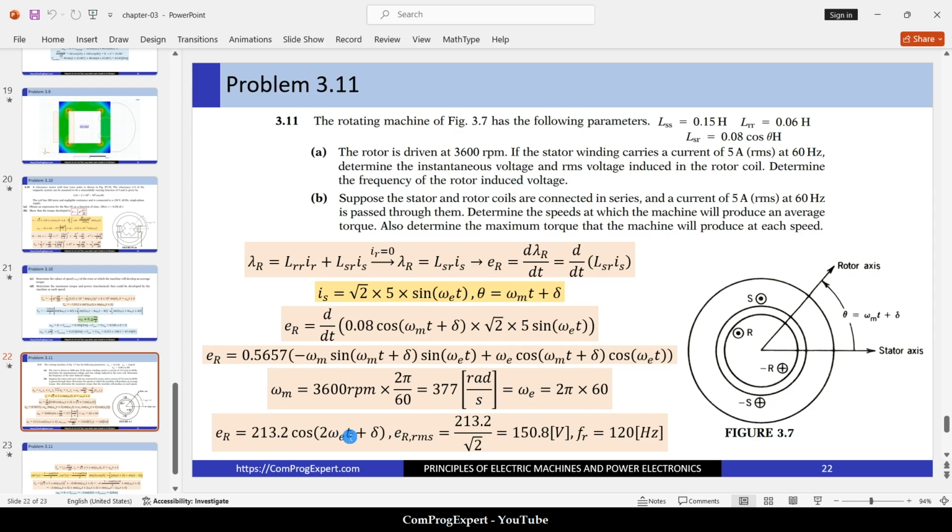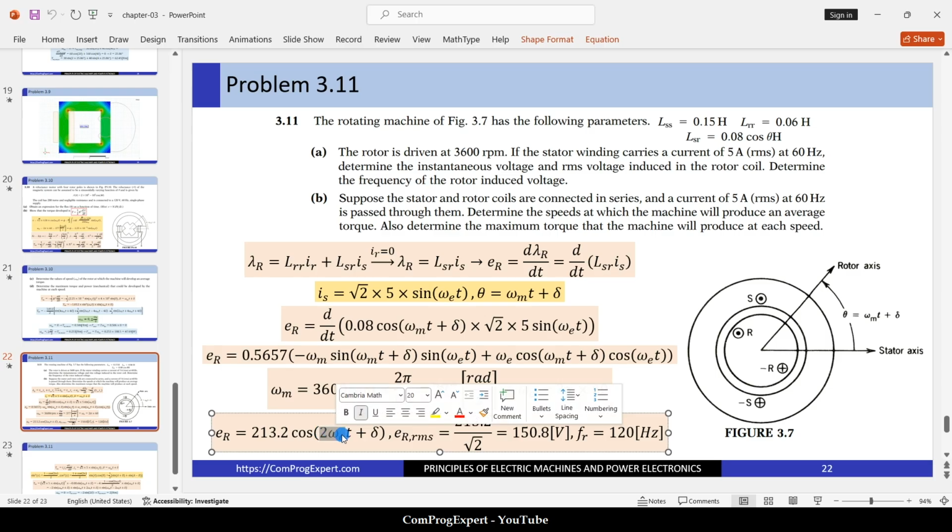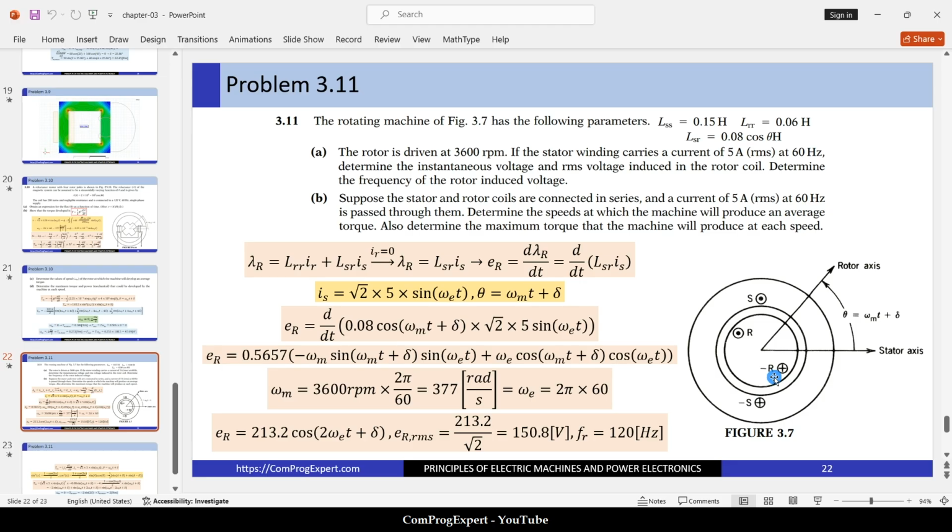Here we can calculate the frequency. This is the angular speed, right? 2 times omega e. I mean the electrical angular speed of the induced voltage in the rotor coil. That is 120 hertz, 2 times the frequency of the stator current.